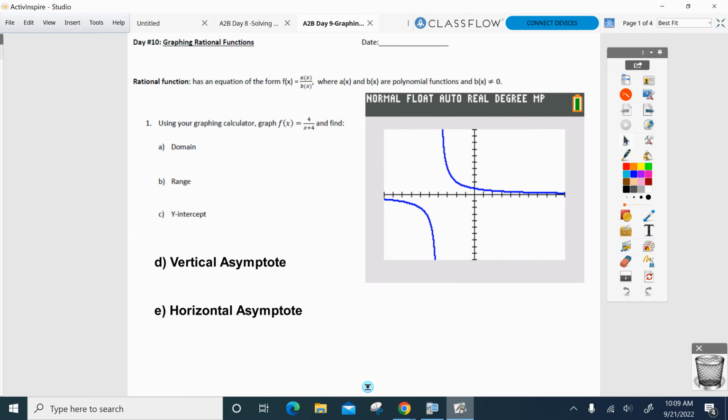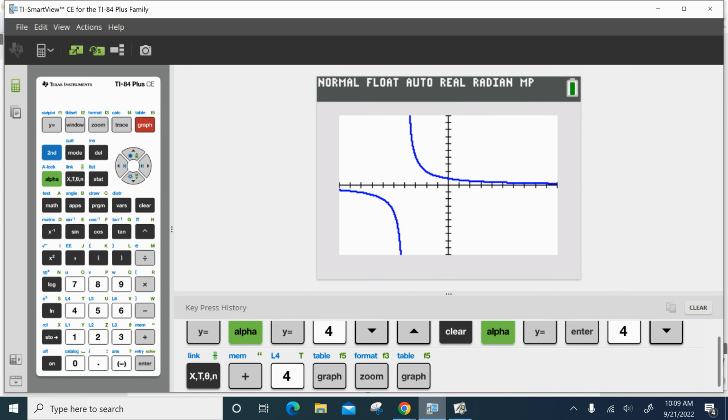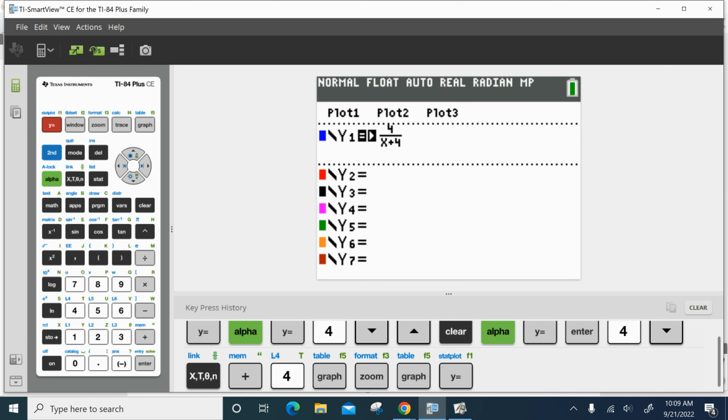All right, can you type that out for me? 4 over x plus 4 into your graphing calculator. On your y equals screen, 4 over x plus 4. Hit your graph button.